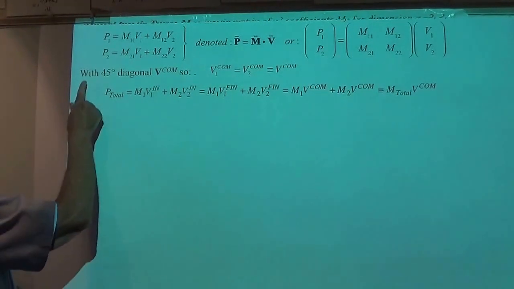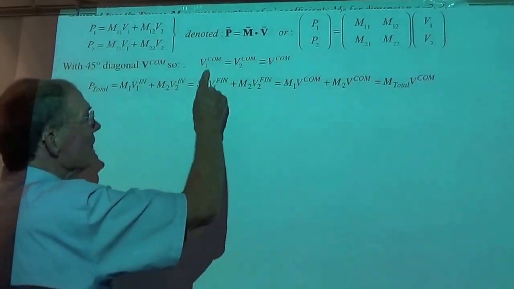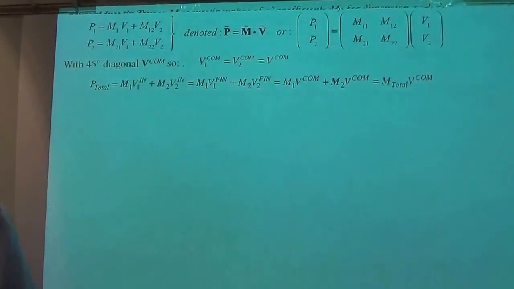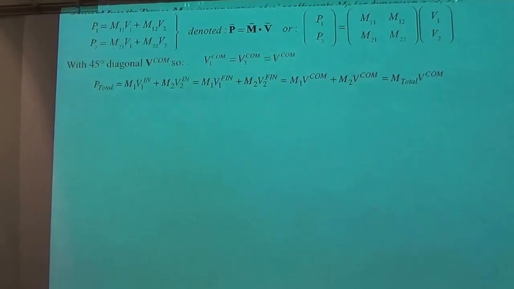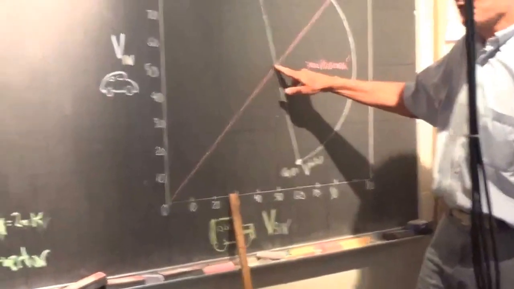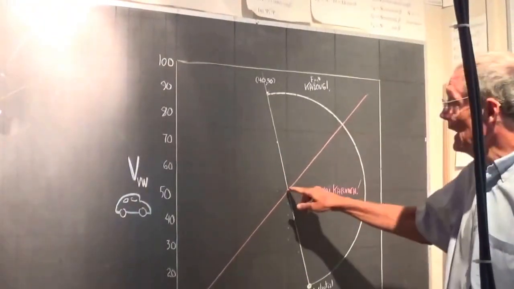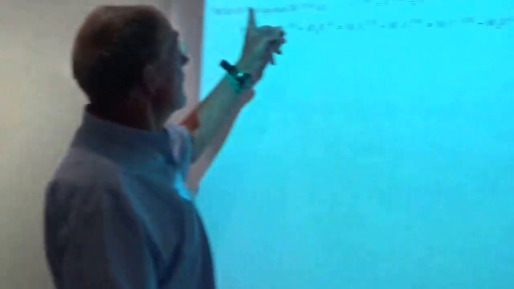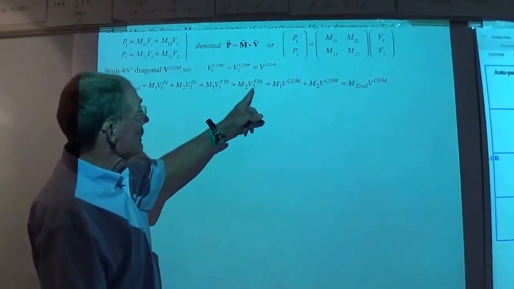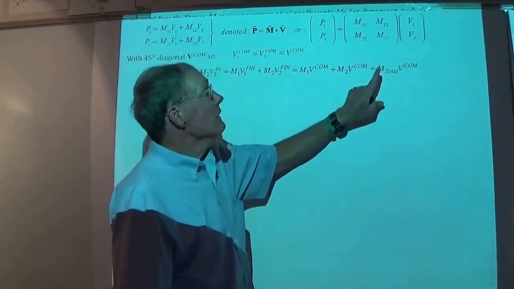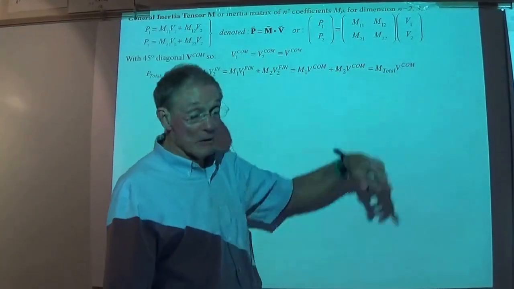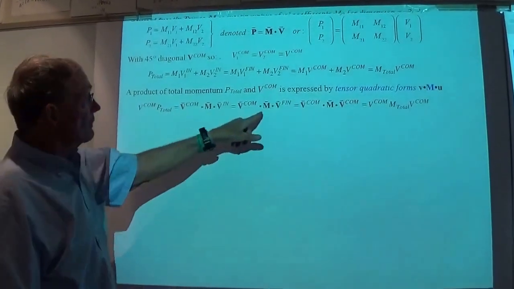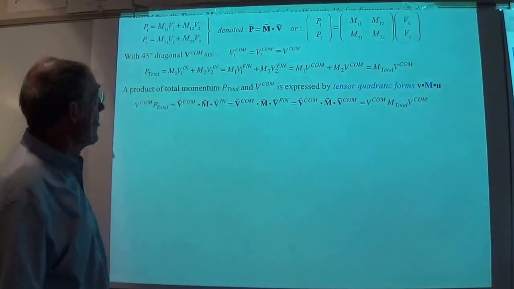Anyway, with this diagonal, where V1 COM is equal to V2 COM, it is VCOM. Remember, this is number one particle, that's number two particle. They both have the same component on this line, and at this point in particular. So putting that in for this P total, you get all of these things to be equal to just the total mass times the center of momentum velocity. And then we turn those into tensor equations.